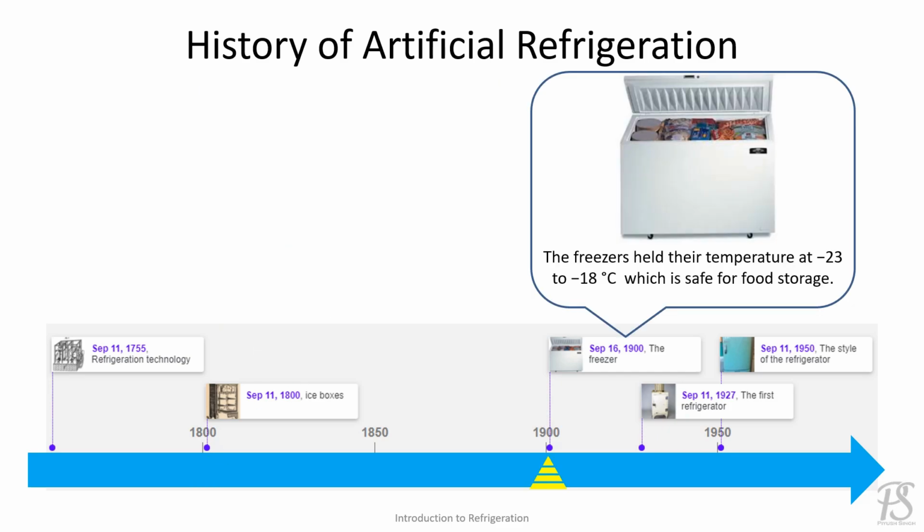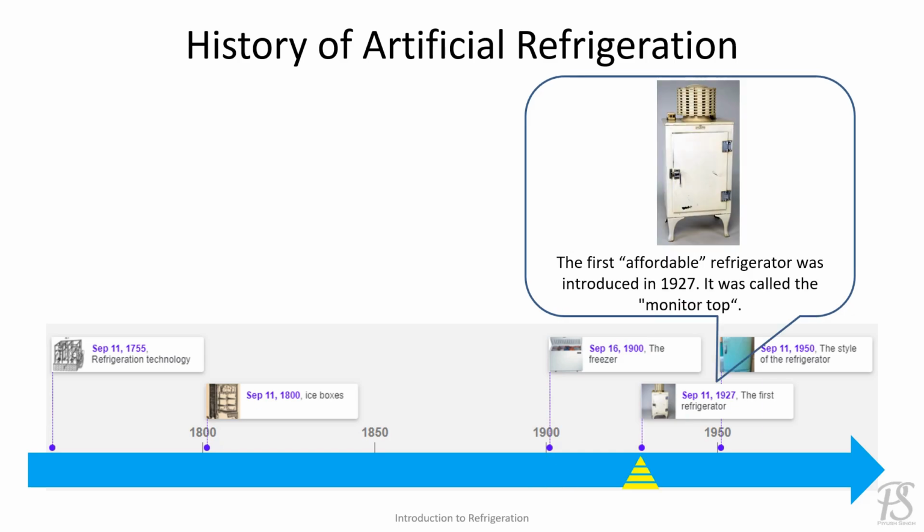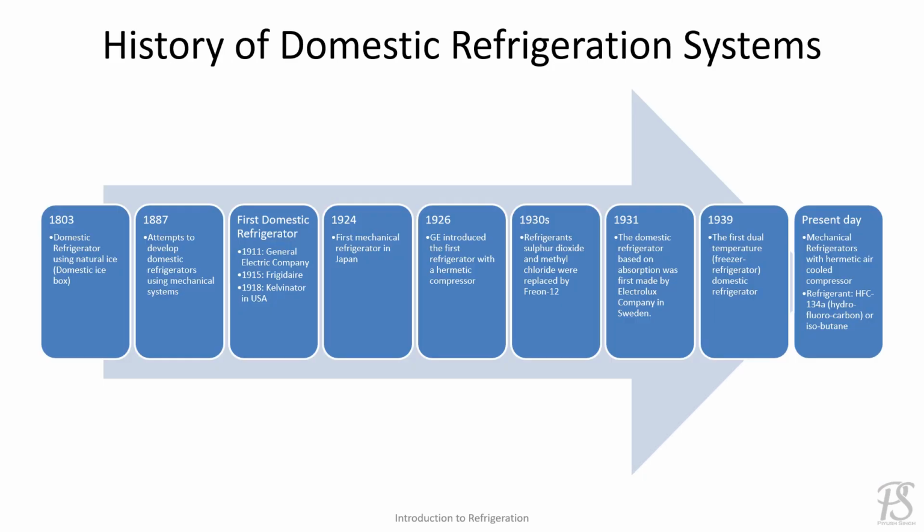Freezers were developed, which held their temperature at -23 to -18 degrees Celsius, which is safe for food storage. The first affordable refrigerator was introduced in 1927. It was called Monitor Top due to its appearance. Here is a timeline of the history of the domestic refrigerator.